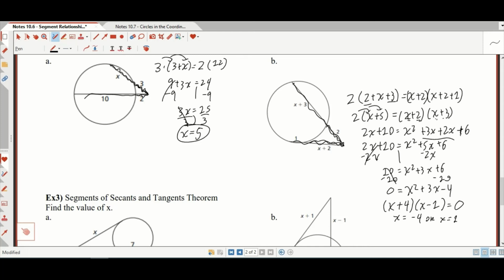Now, do both of those work? They most certainly don't, because negative 4 plus 3 is negative 1, and we can't have a negative length. So that means that x equals 1.